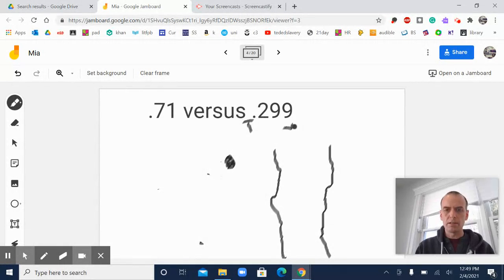Oh my God. My mouse is acting crazy, Mia. You're going to have the tenths, hundredths, and thousandths.